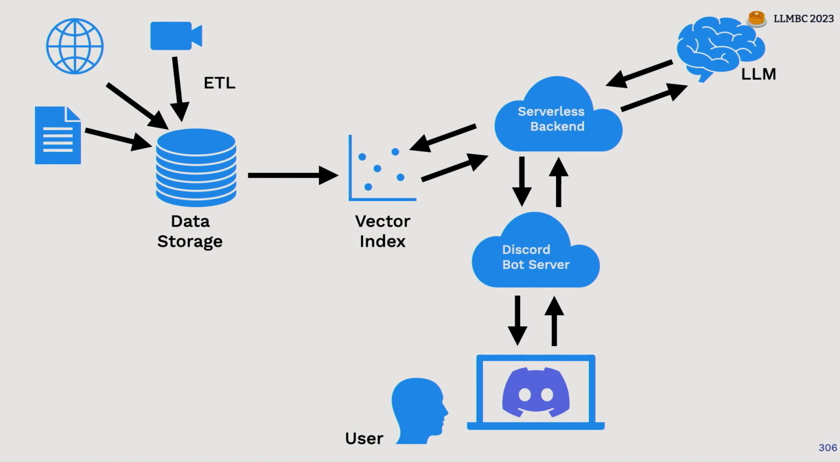We will have that vector index interact with a serverless backend. That serverless backend takes the questions that you'll be asking in Discord, which are processed by a Discord bot server, and combines those with data from the vector index and a prompt for the base LLM to produce a response. That response goes back to the Discord bot server, which formats it for Discord and forwards it along to the Discord channel so that you can see the answer.